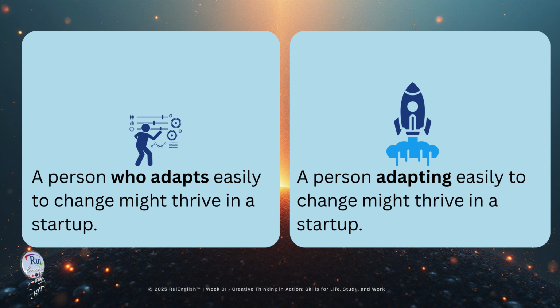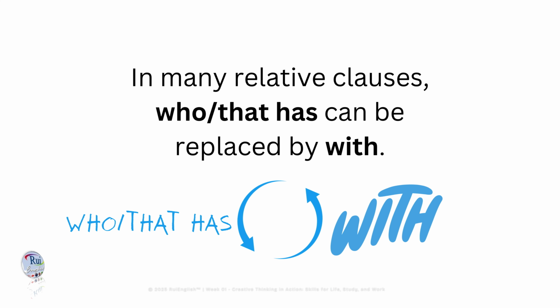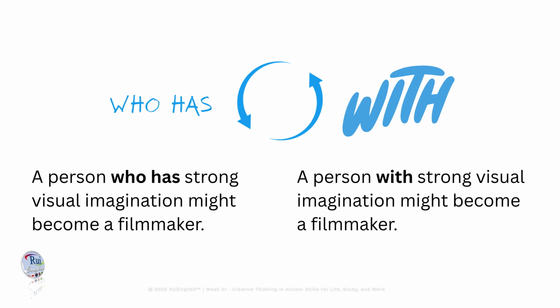Our third and final technique is this beautifully simple word swap. Whenever you see a phrase describing what someone has, a quality, a skill, whatever, you can almost always replace who has or that has with the simple word with. And this just brilliantly shows how clean that swap is. A person who has strong visual imagination. That's kind of a mouthful. But a person with strong visual imagination? That is elegant, direct, and so much more sophisticated.